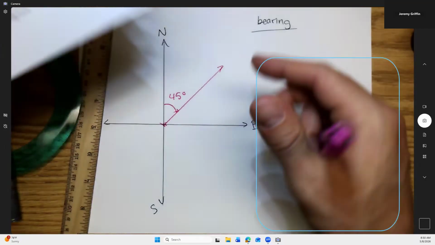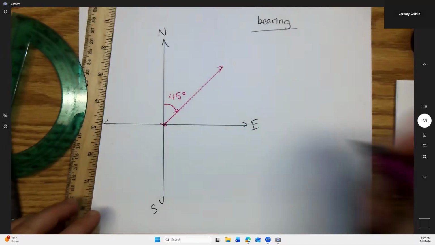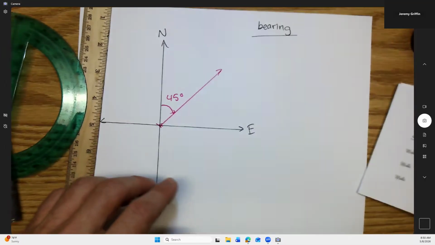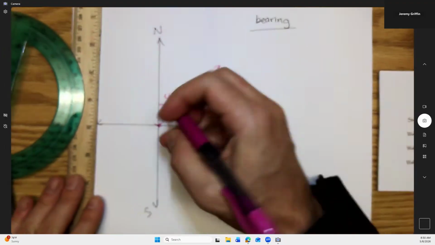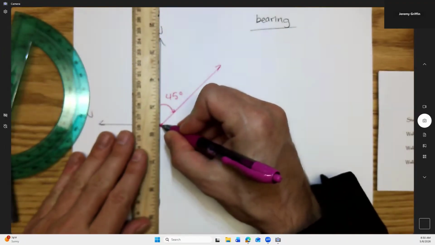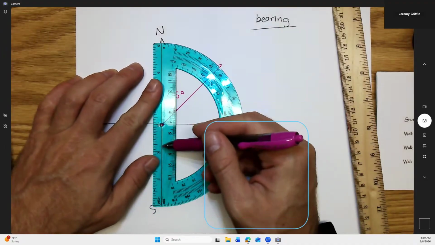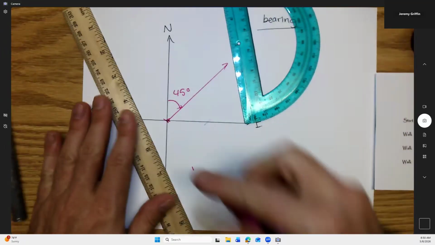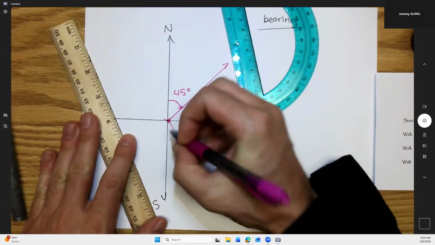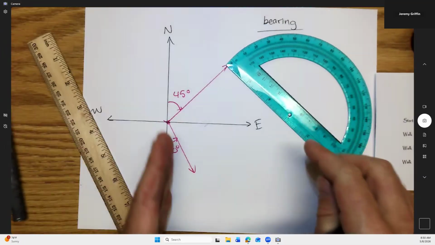How about another direction? We've got east to south. Now if I'm starting here, how many degrees east to south? This is 30 degrees east to south. If I had started that direction, and some of you guys might have something like that, then now I'm looking at the south axis. I'm just going to say 30 degrees east of that, which is right here. So this angle is 30 degrees east of south. See how everything's relative to the north-south line?